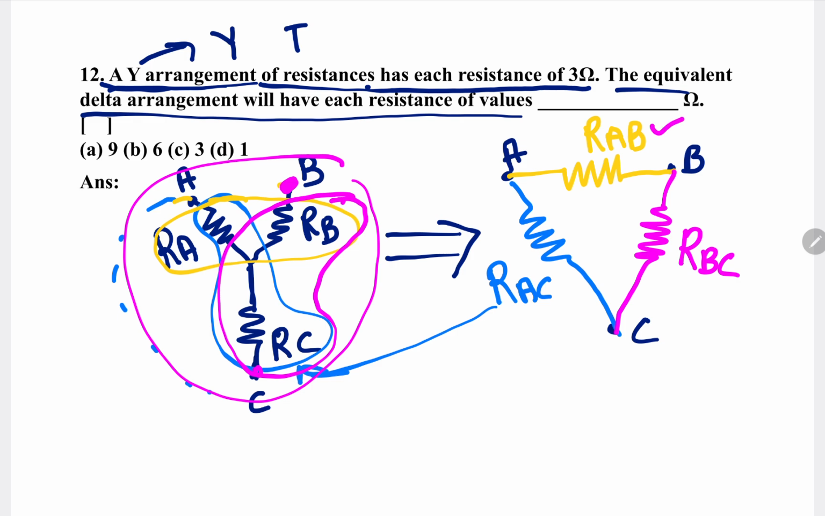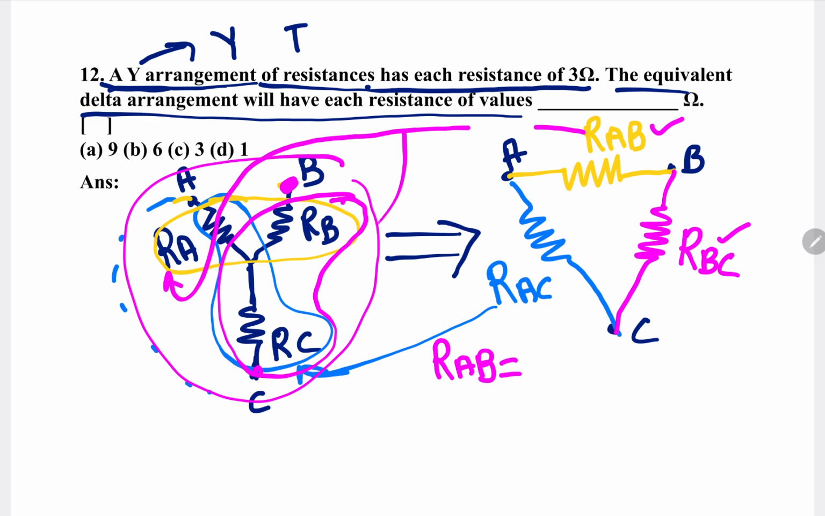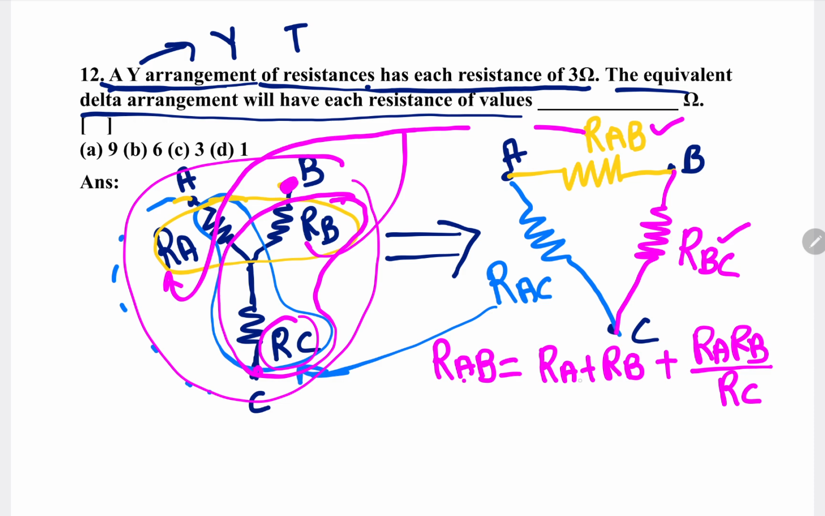Then we have to find out the RAB value, the RBC value and the RAC value. We have a derivation for that, but here I am writing the formula directly. I am writing the RAB formula. This RAB is coming because of what resistors? RA resistor and RB resistor. Then simply I will write RA plus RB plus RA into RB by the third resistor. What is the third resistor? RC. So RAB is equal to RA plus RB plus RA into RB by RC.